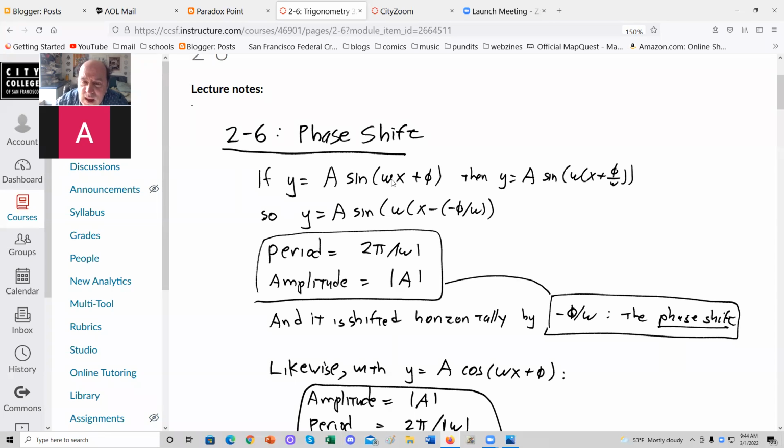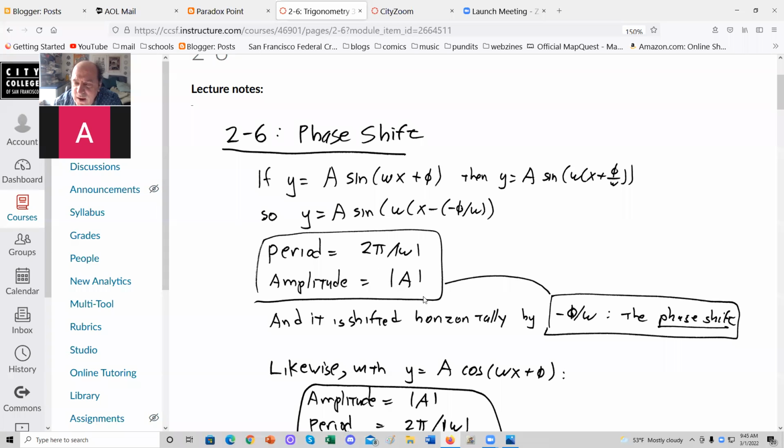Now, written like this, it's actually more useful to pull out a factor of omega from the inside two terms and get omega times (x plus phi over omega). In other words, y equals A sine(omega times (x minus negative phi over omega)). So x minus this thing means that the wave is delayed by that much, how much it's shifted left or right. And now, we already knew the period, 2 pi over the absolute value of omega.